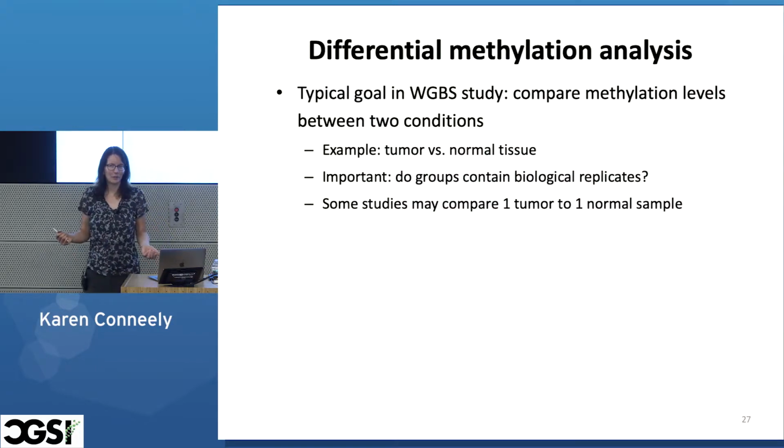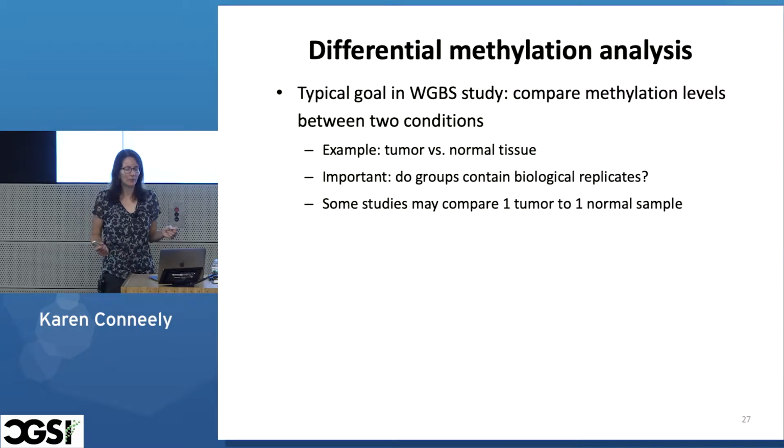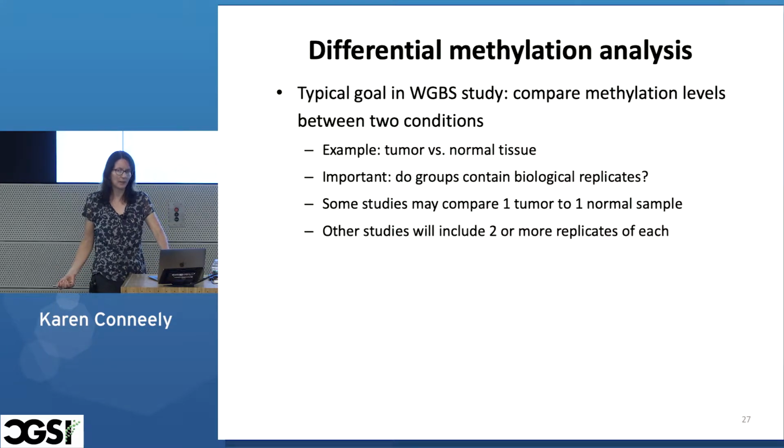Many of us are used to these very large N studies where they're in the thousands or the 10,000s. But many of the earlier whole genome bisulfite sequencing studies could have 1 tumor and 1 normal sample and compare them. And then even the ones that do have biological replicates, it may be a small number like 2 or 3 or 5 or 10.